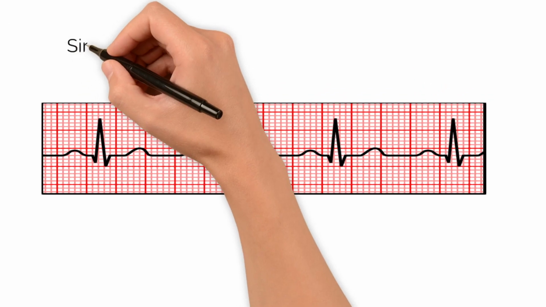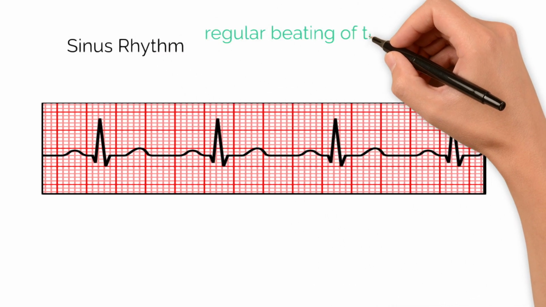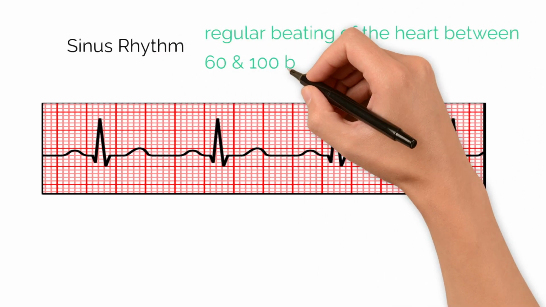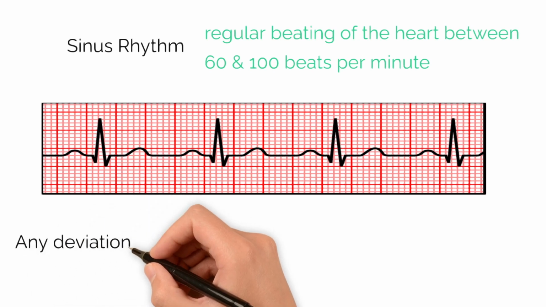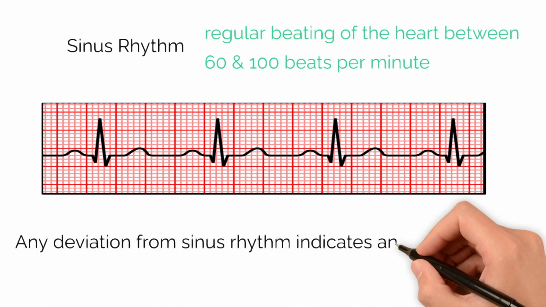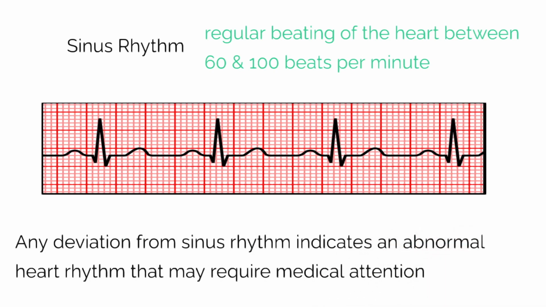A normal sinus rhythm refers to the natural, regular beating of the heart, typically between 60 and 100 beats per minute. It originates from the SA node and is the normal rhythm in healthier individuals. Any deviation from sinus rhythm, such as bradycardia, tachycardia, or arrhythmias, indicates an abnormal heart rhythm that may require medical attention.